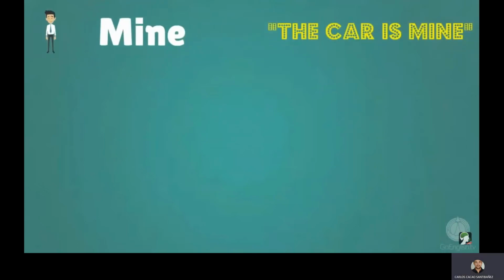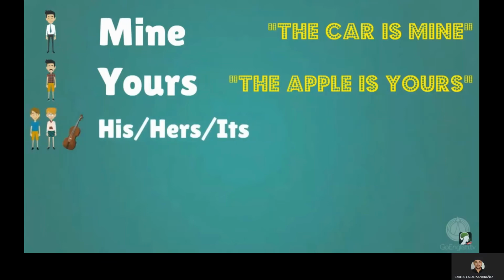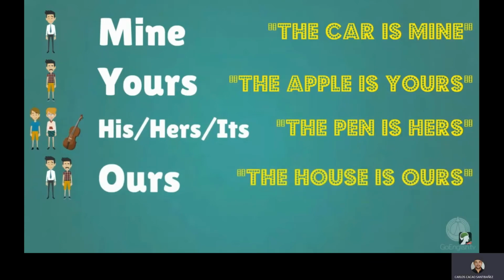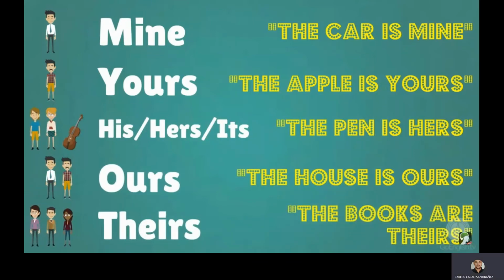Now let's see some examples of possessive pronouns. Mine. The car is mine. Yours. The apple is yours. The pen is hers. Ours. The house is ours. Theirs. The books are theirs.